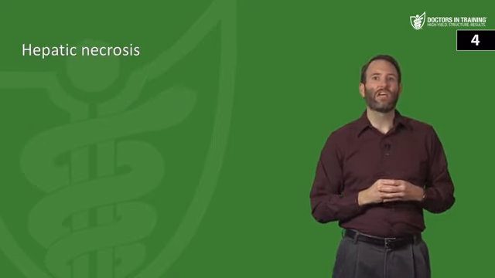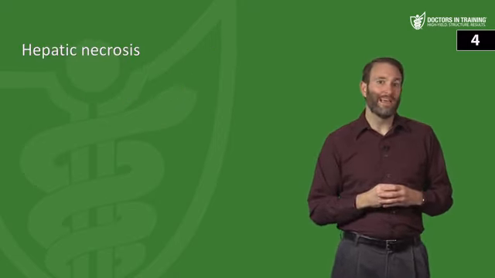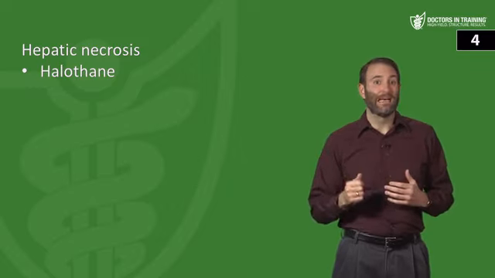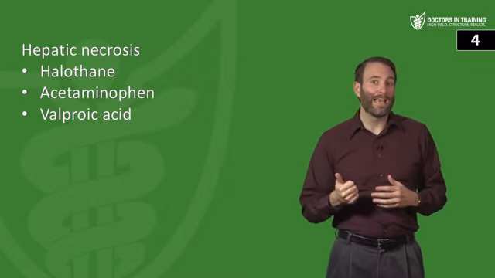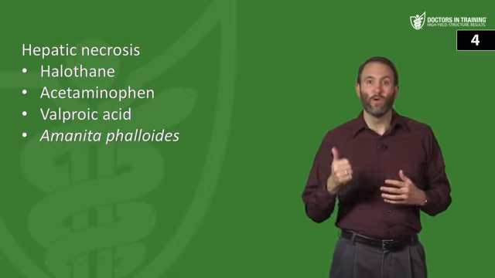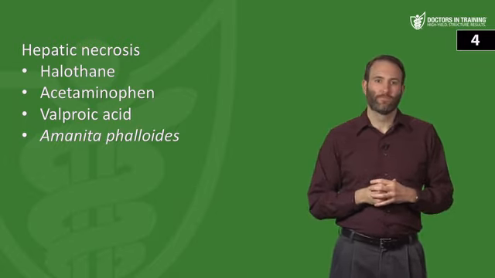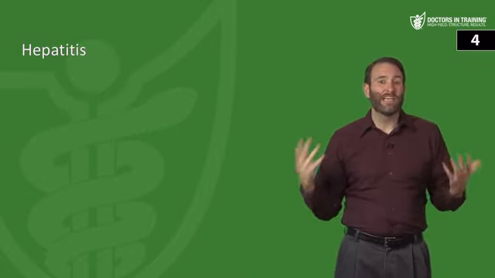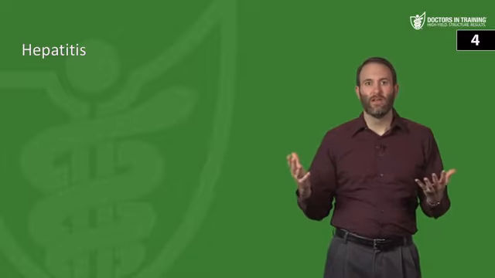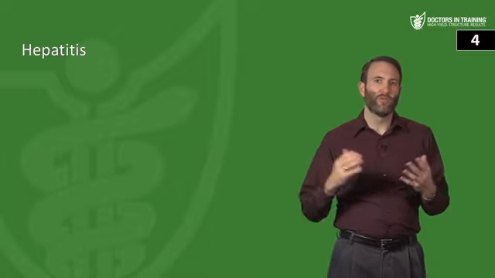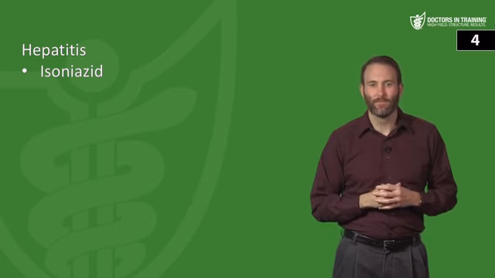Next, we have hepatic necrosis. So this can be seen with excess halothane, excess acetaminophen, valproic acid, and then Amanita phalloides, which is a mushroom toxin. Next, we have just plain Jane hepatitis. A million things can irritate the liver, but the one I really want you to remember here is INH, isoniazid.